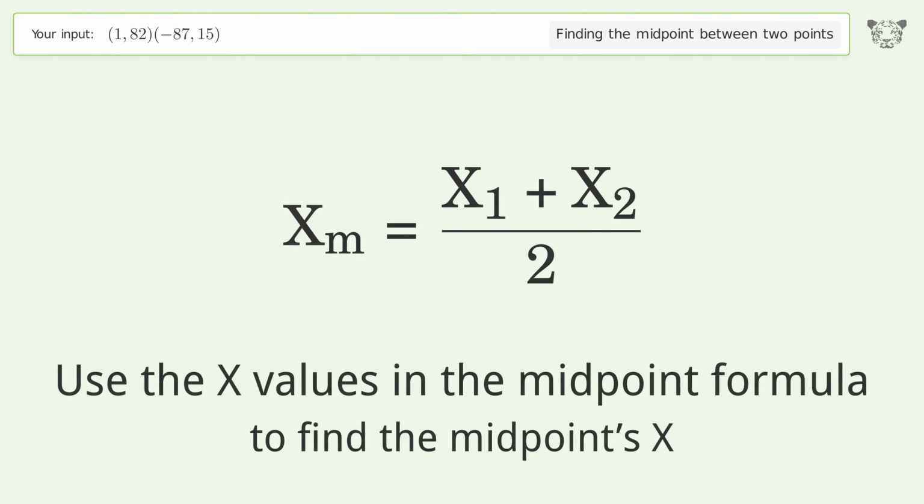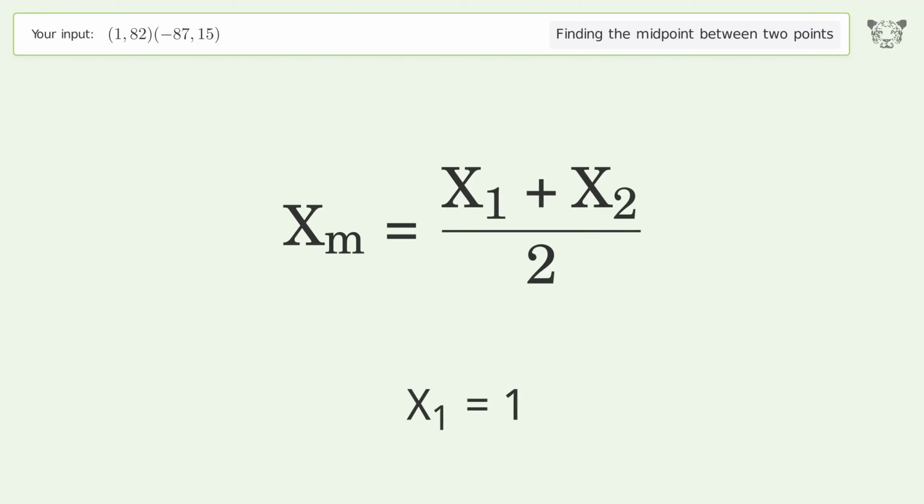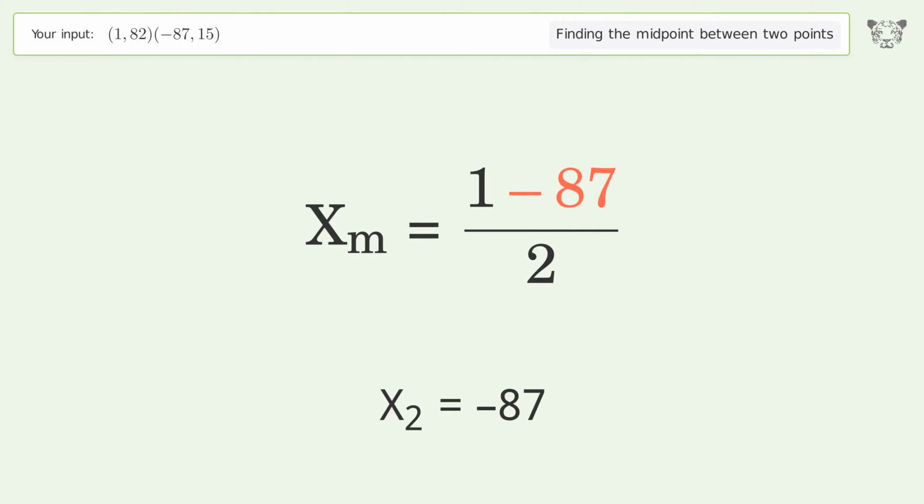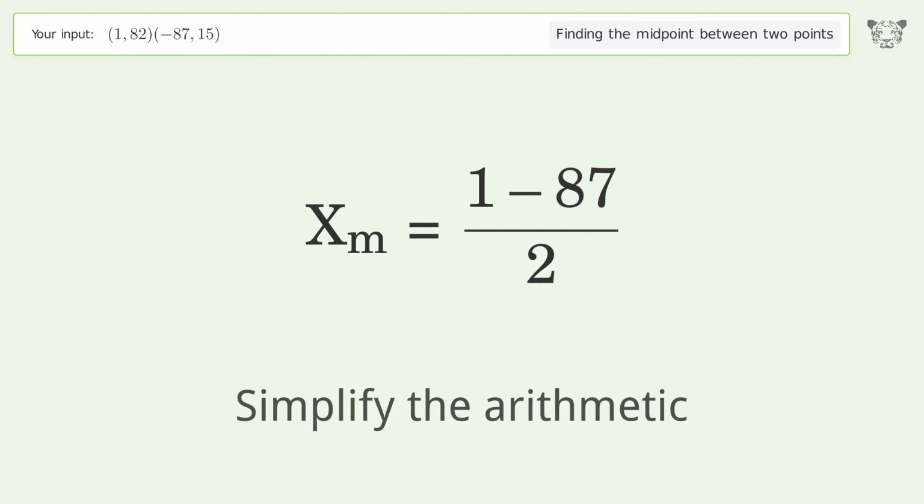Use the x values in the midpoint formula to find the midpoint's x. x1 equals 1. x2 equals negative 87. Simplify the arithmetic.